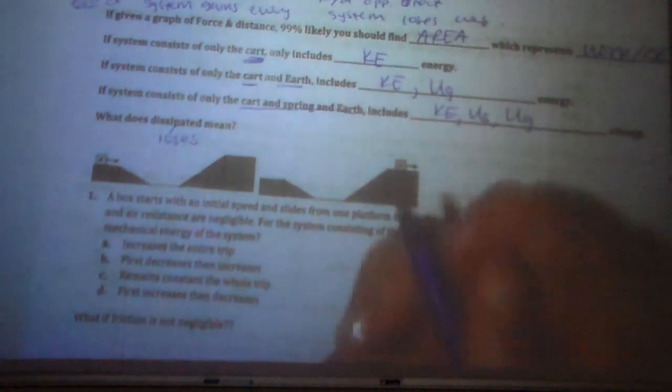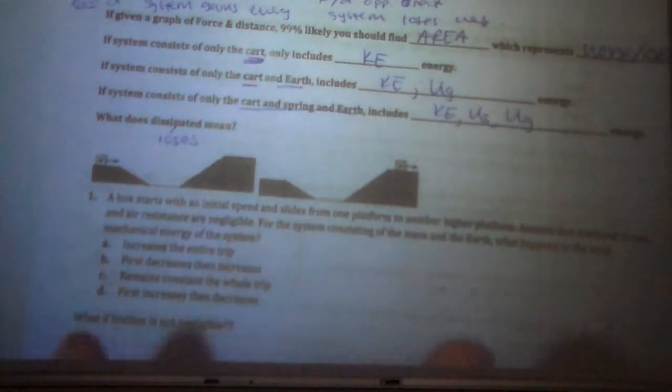If a system is just talking about the cart only, then we're only talking about kinetic energy. If you're including the Earth as well, then that will be gravitational potential energy. If it's talking about the cart, the spring, and the Earth, that is kinetic, spring potential, and gravitational potential. And dissipated means loses. So that's like energy lost is the energy dissipated. It doesn't actually disappear, right? It kind of spreads. Basically, in here, energy dissipated is like energy lost.